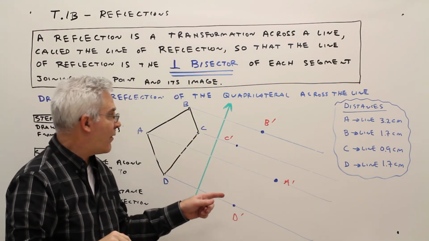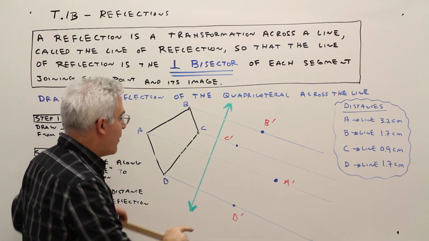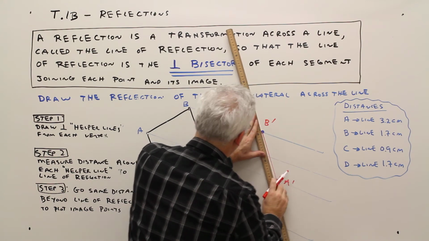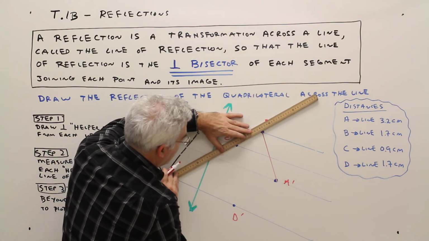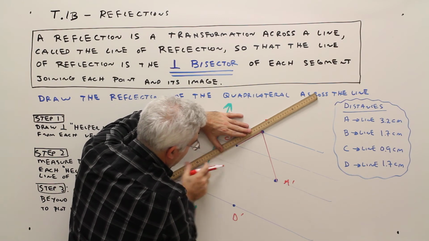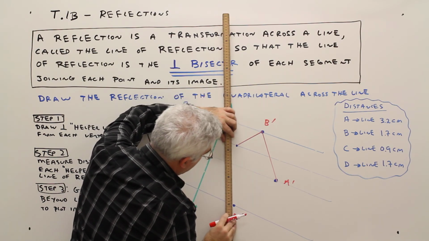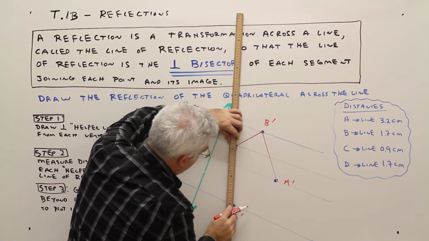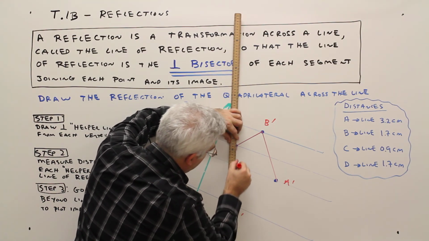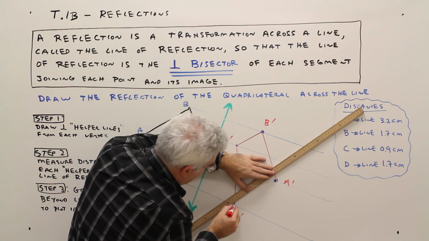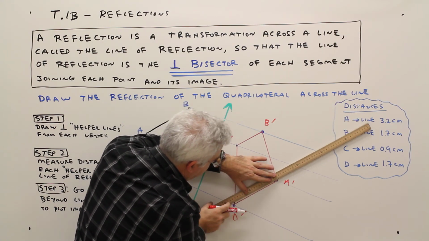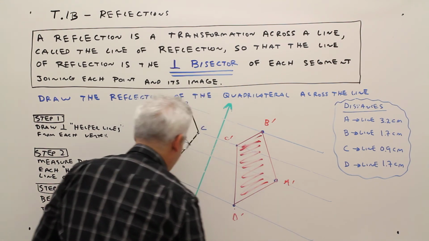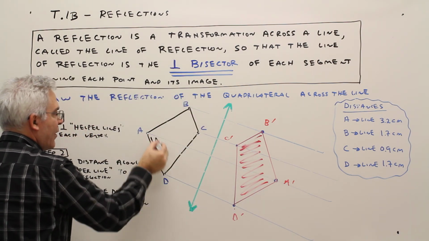And you want to connect them in the same order, A, B, C, D. Use my ruler. And then just to make it stand out a little bit, I'll shade these in.